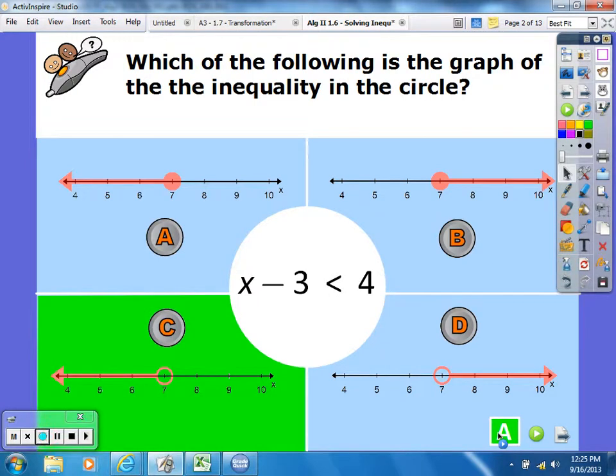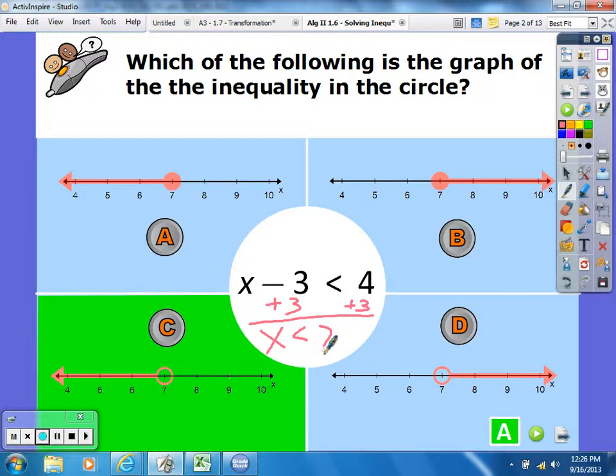It is C. So you're probably wondering, how did they get C? I'm going to add 3 to both sides. So I get x is less than 7. Less than. So I know if it's just less than or just greater than, what's the symbol? Good, it's just an open circle, right? If it has the equal sign, then it gets that closed-in circle, right? Does that make sense to everyone now?